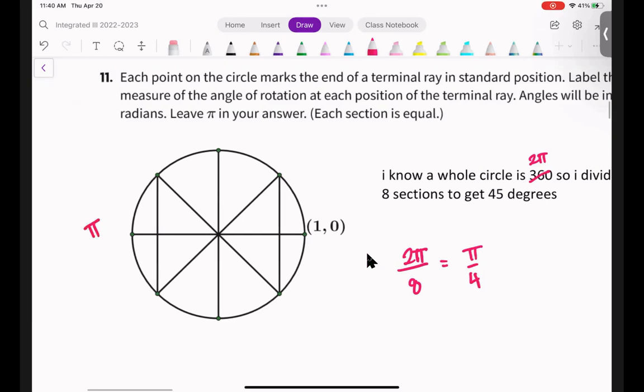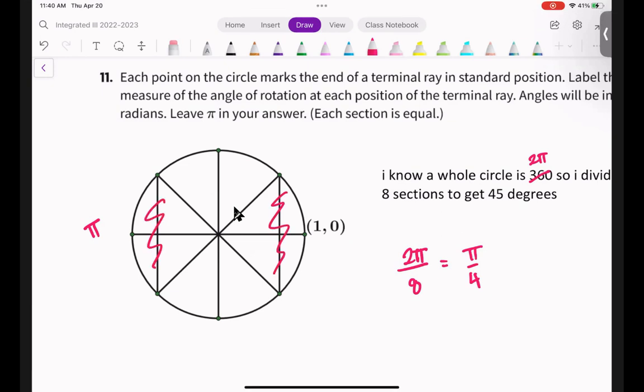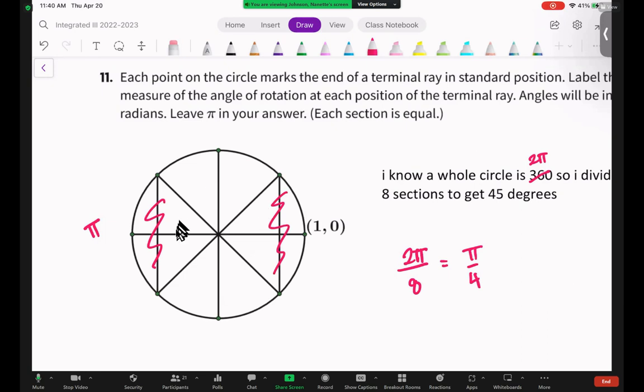Do you guys remember that? This is pi. This is 0. This is pi. How many sections are there in pi? 1, 2, 3, 4. I have 4 pieces of pie. Does everybody see 4 pieces of pie here? Can you ignore these guys right here? Just ignore those 2 lines. So does everyone see 4 pieces of pie or 4 pieces of pizza? Yeah, then that means this is pi over 4.